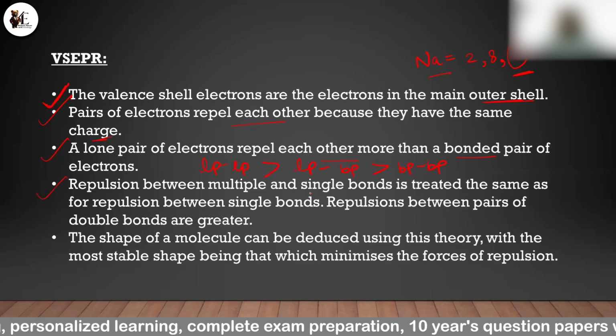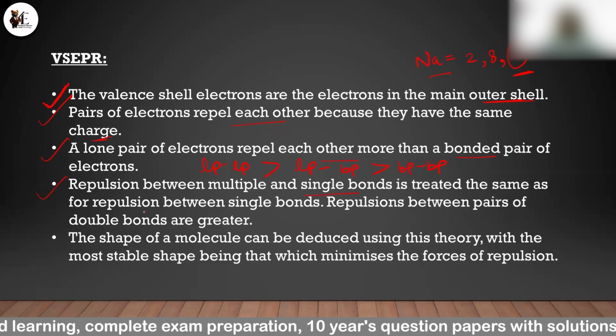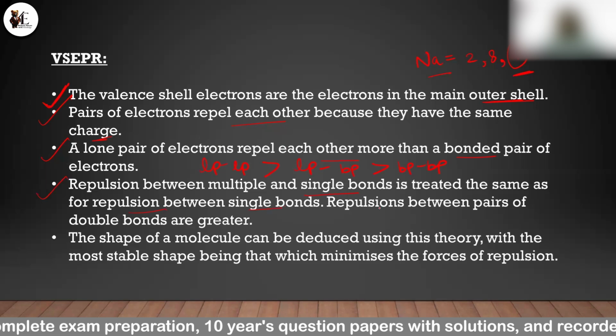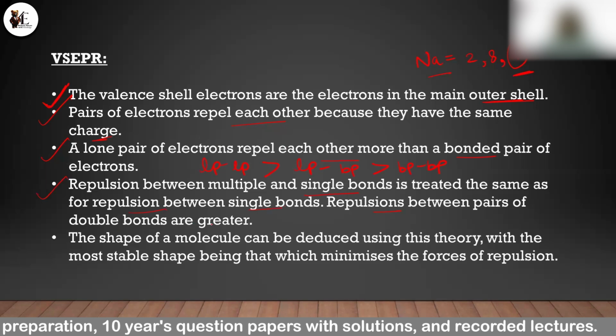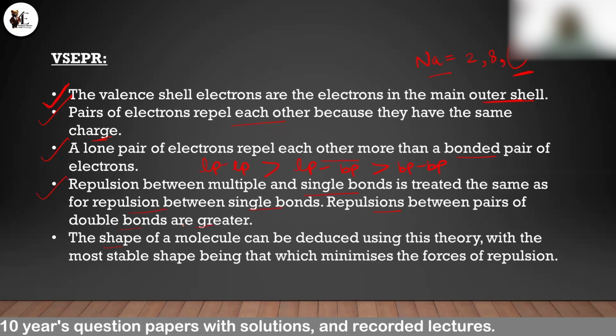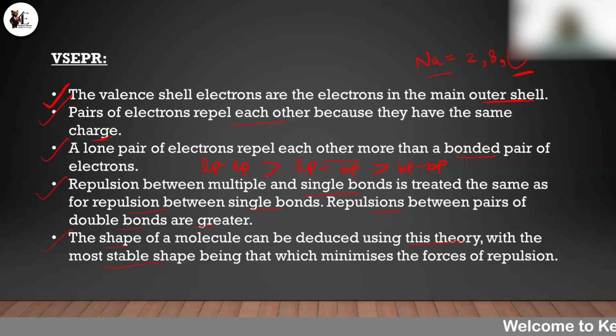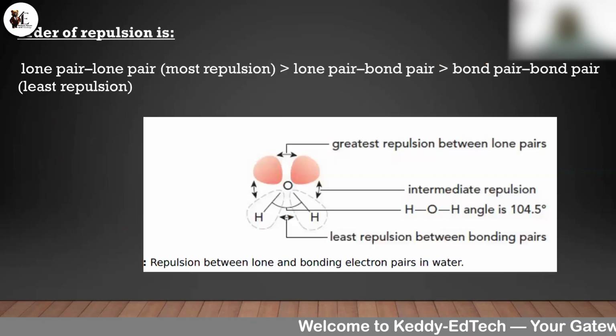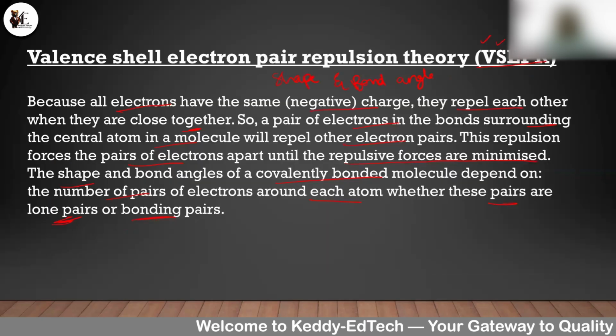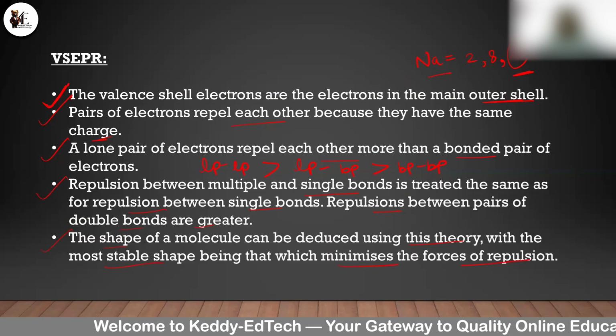Repulsion between multiple and single bonds is treated the same as repulsion between single bonds. Repulsion between pairs of double bonds is greater. Why is it greater? Because they have a greater quantity of negative charge in double bonds. The shape of a molecule can be deduced using this theory, and the most stable shape is that which minimizes these forces of repulsion. So these are the basic postulates of VSEPR theory. If you want to write it down, write it down. These are the postulates.